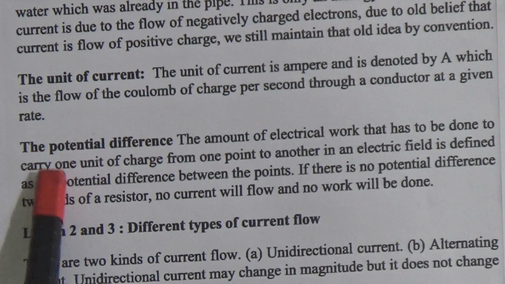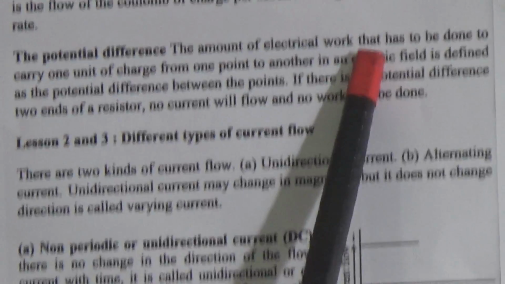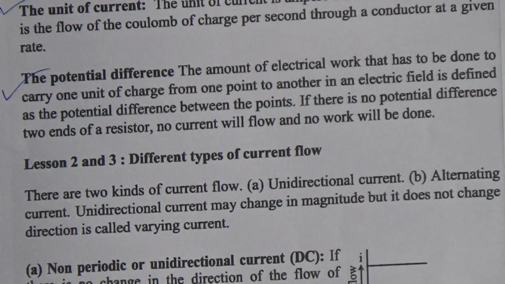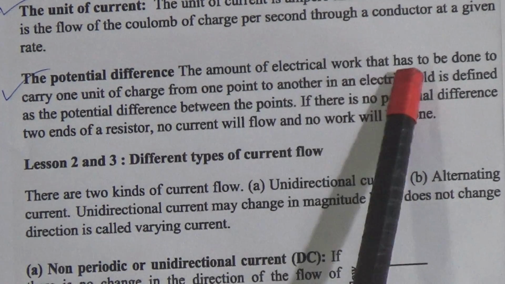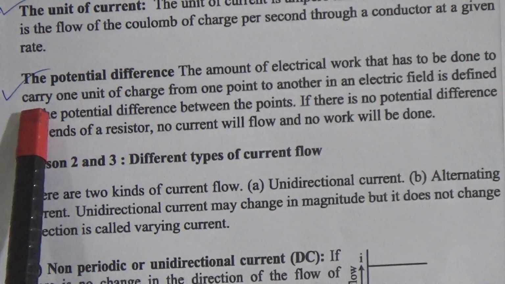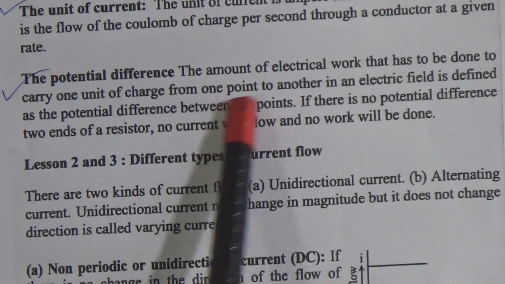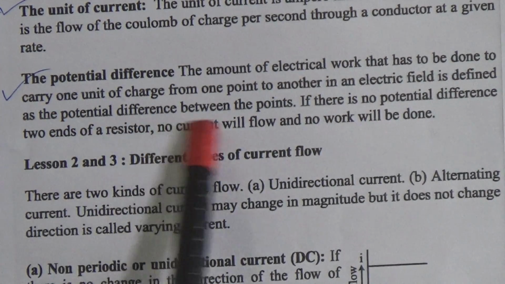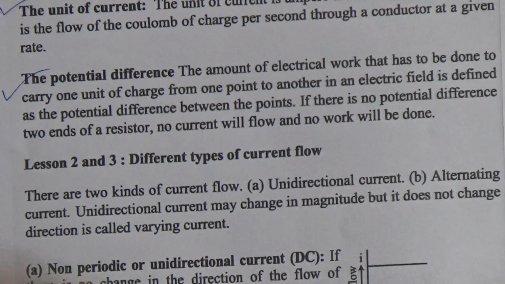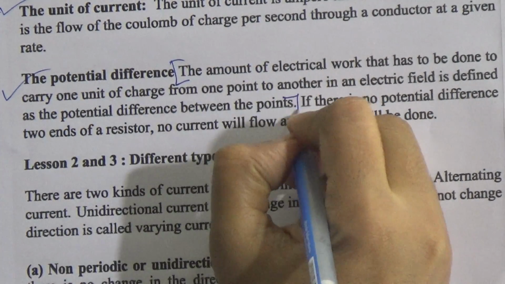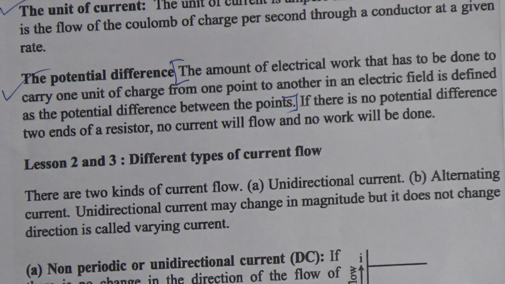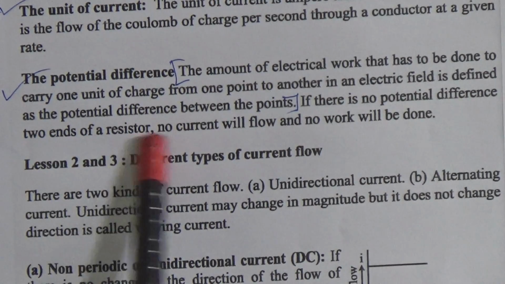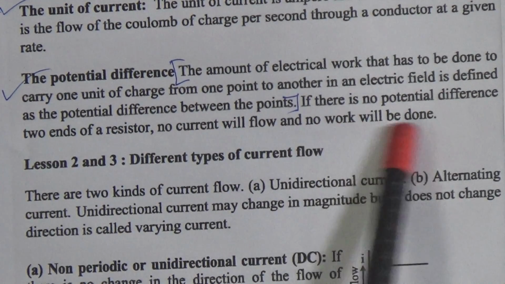Now come to the potential difference. Dear students, you have to memorize this part also. The amount of electrical work that has to be done to carry 1 unit of charge from one point to another in an electric field is defined as the potential difference between 2 points. Dear students, that is the definition of potential difference. If there is no potential difference across the ends of a resistor, no current will flow and no work will be done.